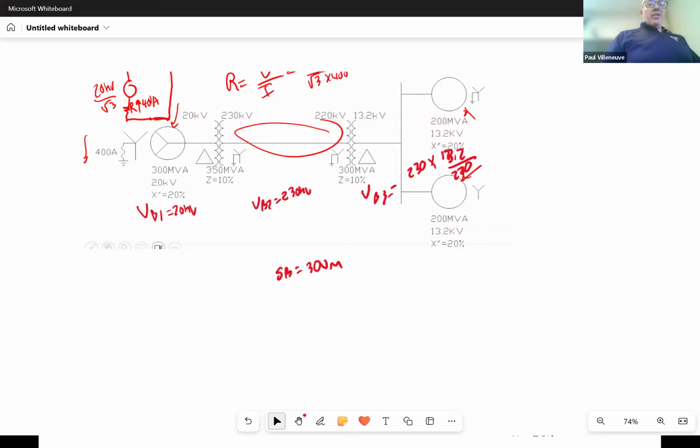So all you need to do now is convert everything to a consistent S-base. We can see XG is equal to j0.2 because that's already on the correct S-base and V-base. We'll call that XT1, which is going to be equal to VB old divided by VB new, that quantity squared. Well, these voltages are the same, so I don't have any VB old, VB new ratio that's not 1. So I'm going to skip that. Then we multiply that by SB old over SB new. The old MVA is 350, the new is 300, times j0.1.